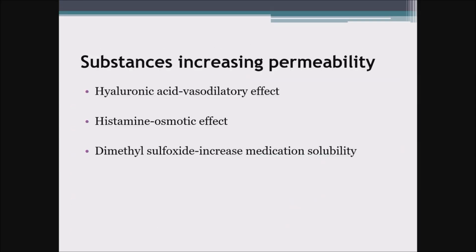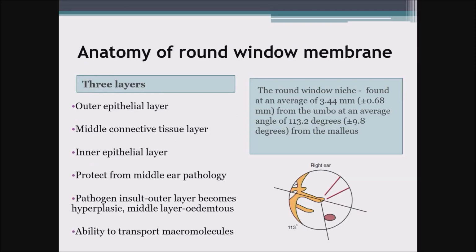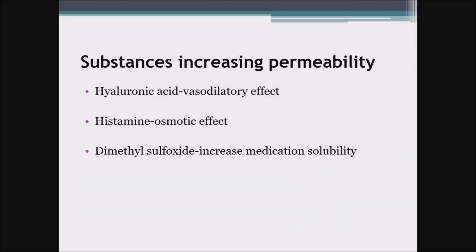The round window niche is used for intratympanic delivery. It is 3.4 millimeters from the umbo, and it forms an angle of 113.2 degrees to the handle of malleus. The round window has three layers: an outer epithelial layer, a middle connective tissue layer, and an inner epithelial layer. It protects the inner ear from middle ear pathology. If any middle ear insult occurs, the outer layer becomes hyperplastic and the middle layer becomes edematous. The round window membrane also has the ability to transport macromolecules.